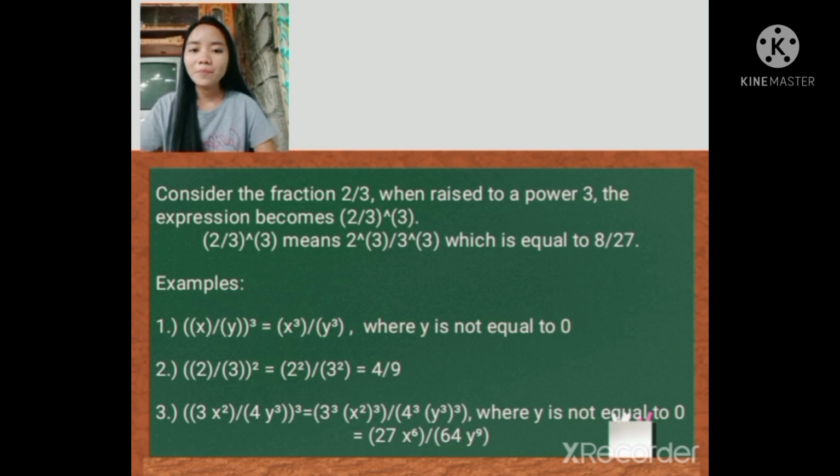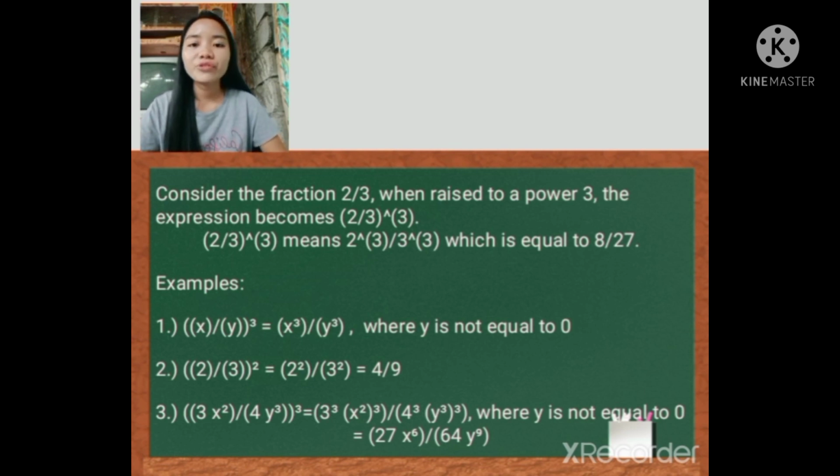For examples, number 1, we have x over y to the power of 3 equals x cubed over y cubed, where y is not equal to 0. Number 2, quantity of 2/3 to the power of 2 equals 2 squared over 3 squared, which is 2 times 2 equals 4 and 3 times 3 equals 9. So we have 4 over 9.